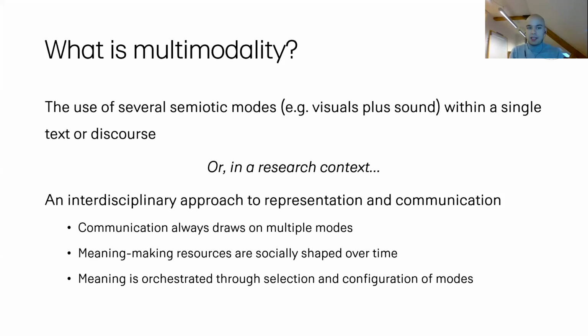The second principle is that meaning-making resources are socially shaped over time, meaning that one particular channel of communication means something one day and 10 or 20 or 30 years ago, it meant something different, also in a different setting or in a different community or in a different culture. And the third principle is that meaning is orchestrated, or brought together, through the selection and configuration of these modes, meaning that when we communicate, we choose particular modes, omit others, and that contributes to the meaning of the information or the text that we want to convey.